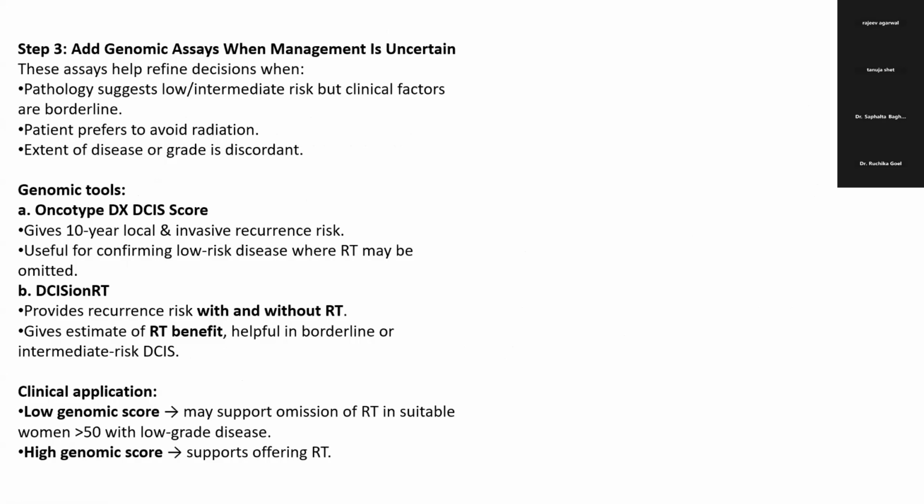The next step would be to include the genomic assays when management is uncertain, like the upcoming Oncotype DX DCIS score. I don't know, most of the institutes are not doing it, but I had inquired about it. The company is doing it, and they say we don't have enough samples in India, so they are not procuring them for this place. So I would like to definitely know the opinion of the faculty on this genomic tool, that is, the Oncotype DX DCIS score.